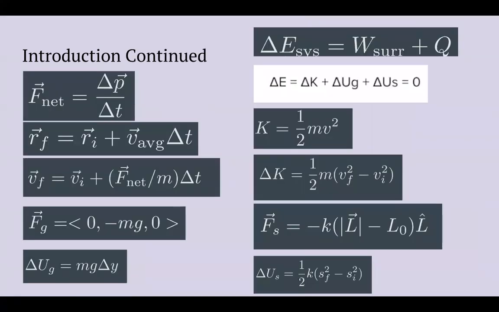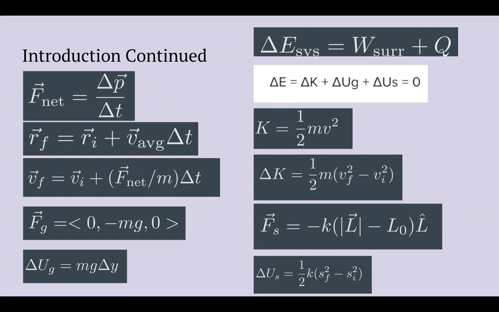We will be using numerous formulas for this lab. The first formula is Newton's second law, which states that net force is equal to the change in momentum over the change in time. From Newton's second law, we derive two other formulas called the position update formula and the velocity update formula. These formulas predict the future position and velocity of an object based on initial conditions. The energy principle states the change in energy equals the work done by the surroundings plus heat. However, since there isn't any heat in this lab, we can reduce this formula down to delta E equals W.